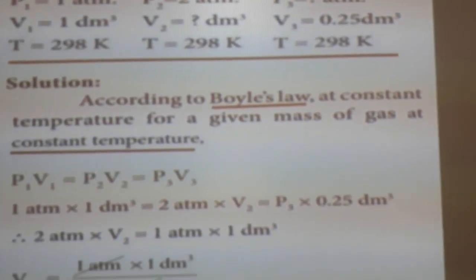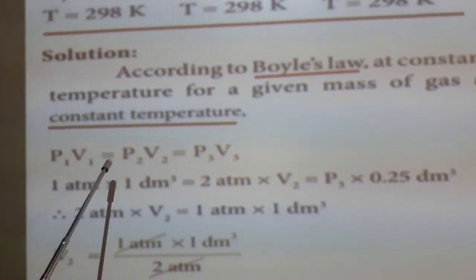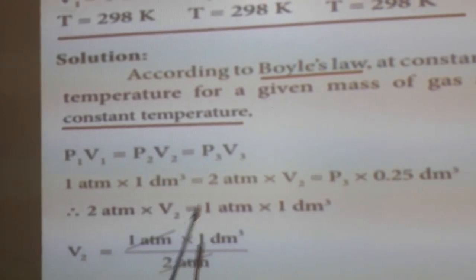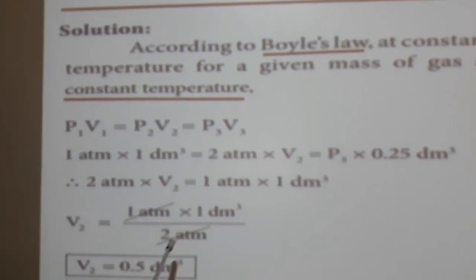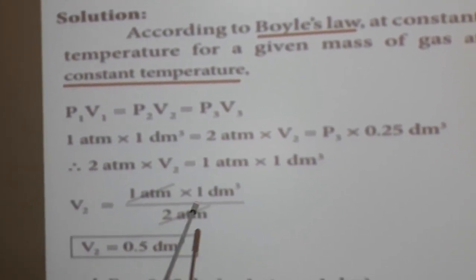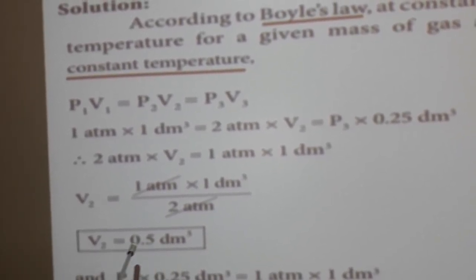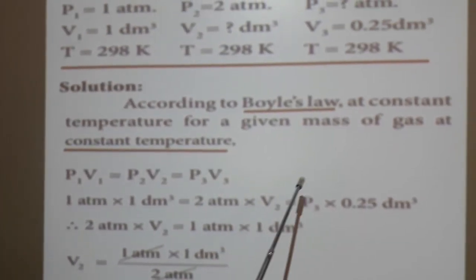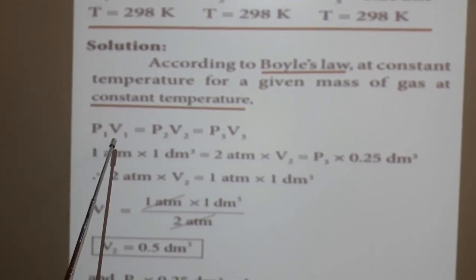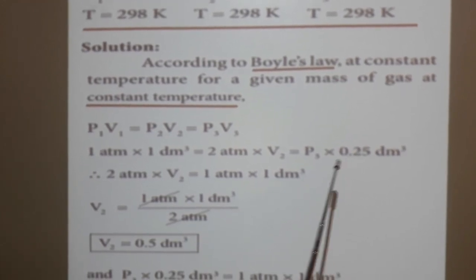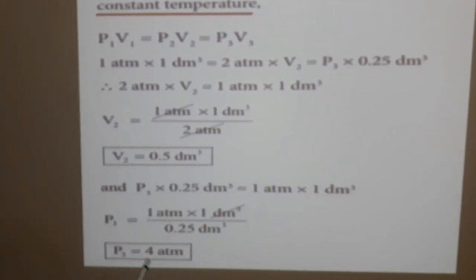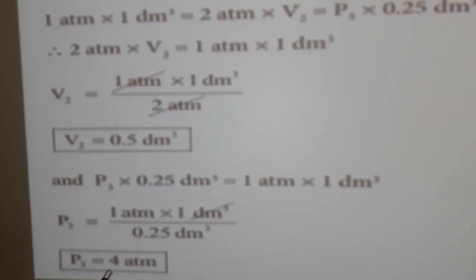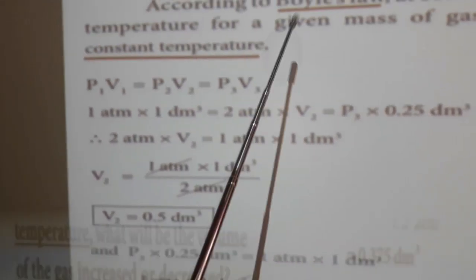Now we take these two alone: P1 V1 is equal to P2 V2. Here we don't know the V2 value. By cross multiplying and calculating, we get 0.5 decimeter cube for V2. Now we are going to find the P3 value. Combining P1 V1 and P3 V3, we get the equation like this, and cross multiplying the values, we get the P3 value as 4 atmosphere.